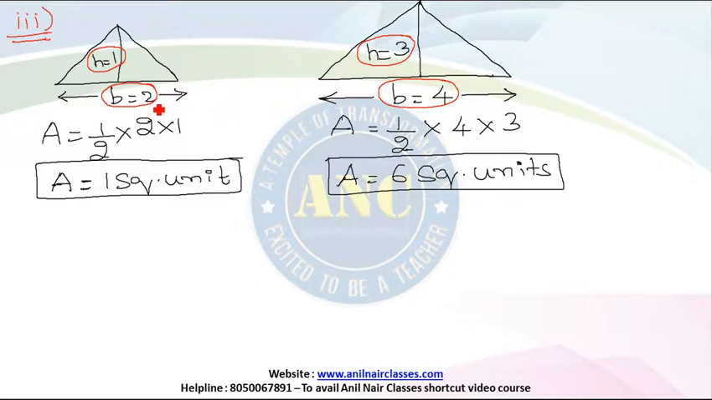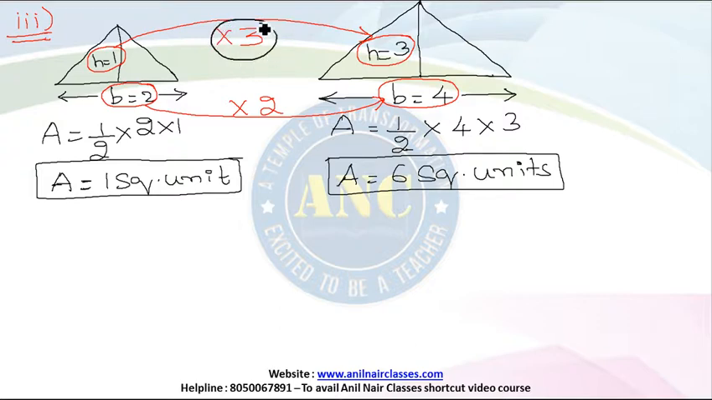Now can I say that base earlier was 2, now the new base is 4? That means base is doubled, right? Base is doubled. Height earlier was 1, now the new height is 3. Height is tripled. Now that means base is doubled, height is tripled. Area will become 3 into 2, how much? 3 into 2 is 6. Area will become 6 times of the original area. Very, very important point, sir. I hope it is clear.